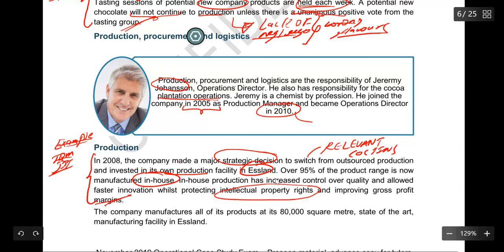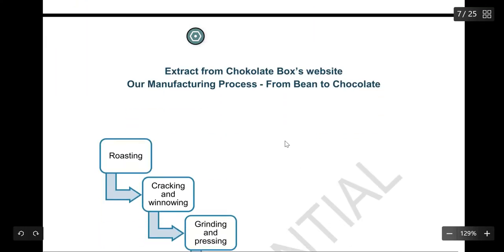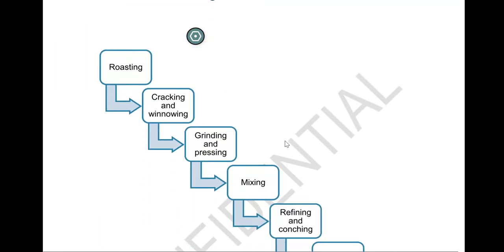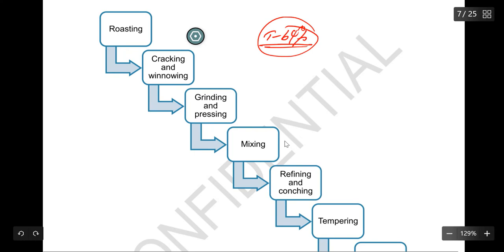The company manufactures all its products at 80,000 square meters. Now students, that clearly states that overhead absorption rate calculation is based on floor area, the state-of-the-art manufacturing facility in Iceland. So students, here is the extract from the company's website. Again, I'm telling you, students, don't waste a lot of time researching what roasting, cracking and winnowing are. I told you this paper technical is how many percent? It's 64%, and your main objective is to get strong in this area, to clear this exam very smoothly.